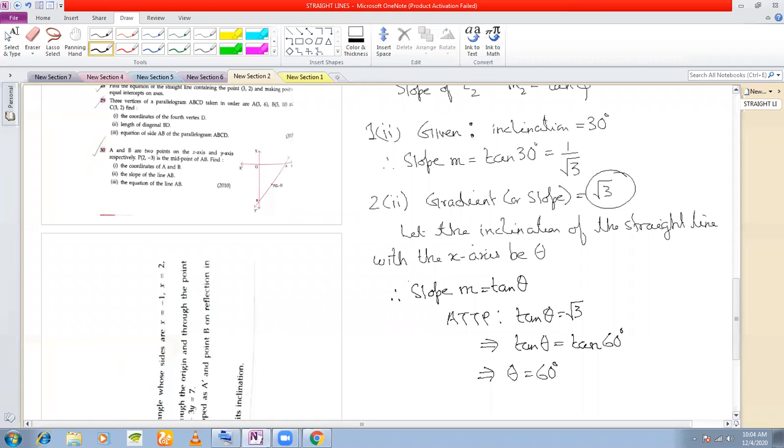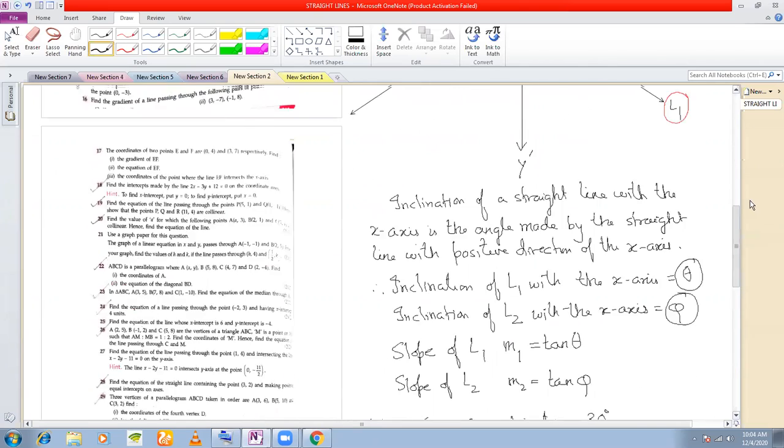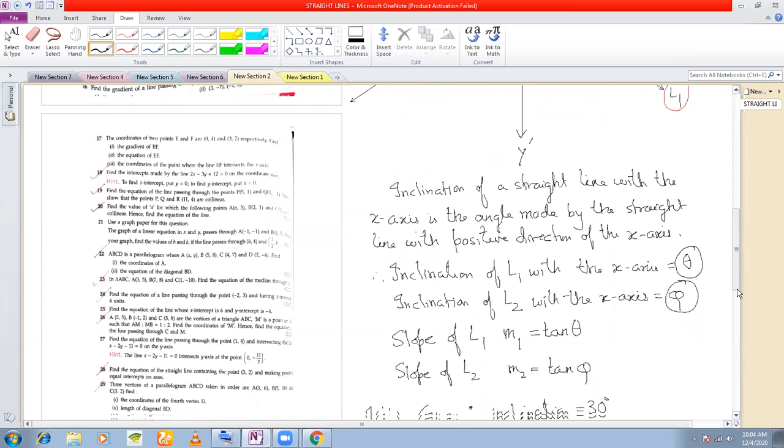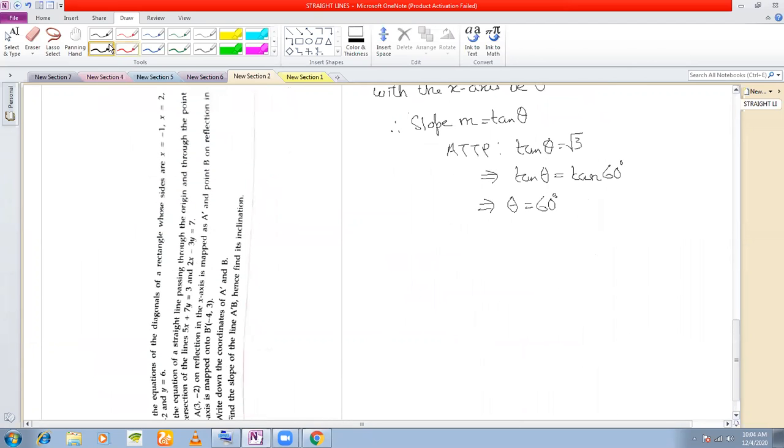In the first part, inclination was given and you needed to find out the slope. In the second part, you had the slope given and you found out the inclination. So these are two concepts on the slope. Let us now discuss a very important concept which is called the intercepts made by a straight line with the axis.